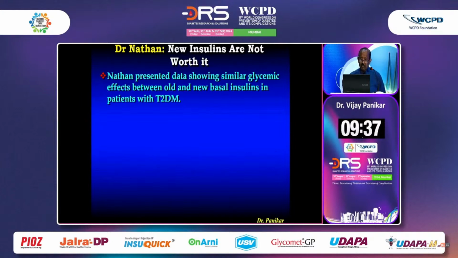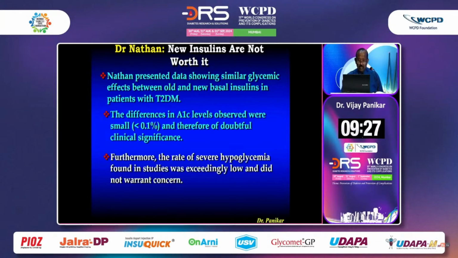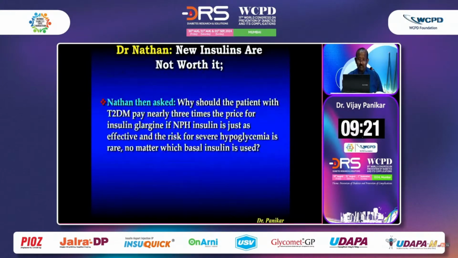Nathan further presented data showing similar glycemic effect between the old and new basal insulin, that is your NPH and glargine or others. Furthermore, the rate of severe hypoglycemia found in studies was exceedingly low and did not warrant concern. So Nathan said, why should the patient with type 2 diabetes pay 3 times the price for insulin glargine? That time there was only glargine.